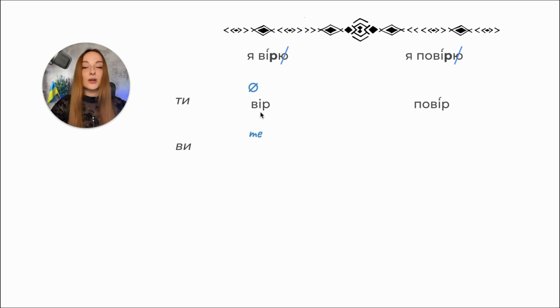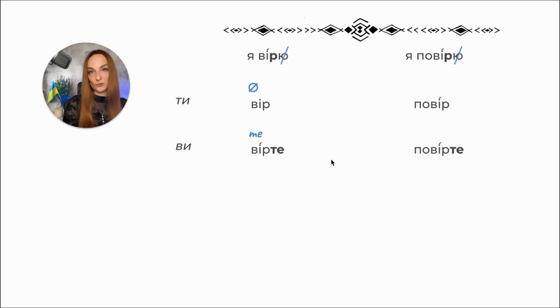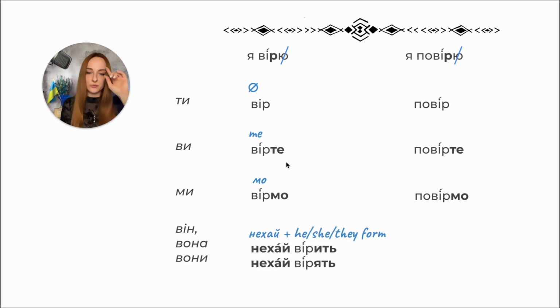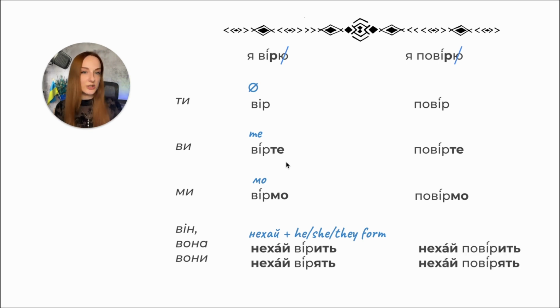For the ви form, we would add the ending те. Вірте, повірте. So we had a zero ending and added the ending те. The same for ми, we would add the ending мо. Вірмо, повірмо, right? Let's believe in something. And for він, вона, вони, again the same formula as before. Нехай вірить, нехай вірять, нехай повірить, нехай повірять. So this third one is always the same and very simple. These others are a bit different and you need to be attentive.